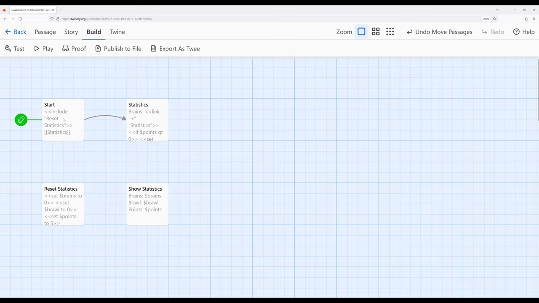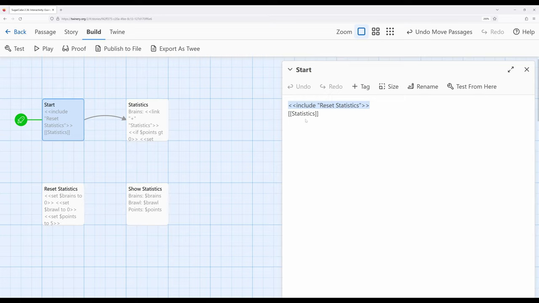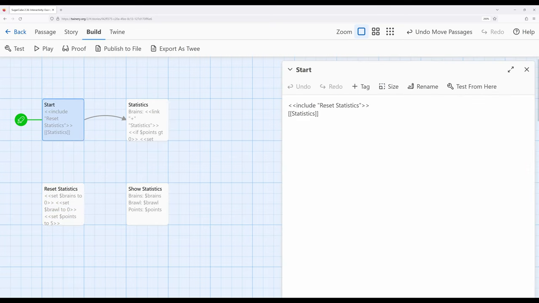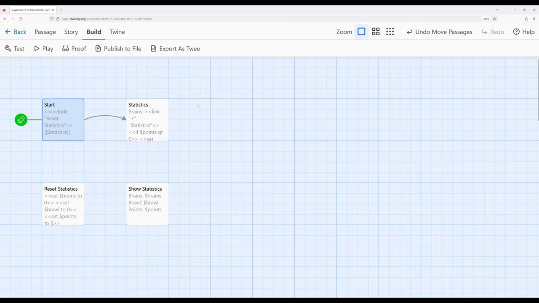Previously we saw in the start passage and in the statistics passage the same three lines of the set macro. We were setting brains to 0, brawl to 0, points to 5. Those appeared exactly the same in two different passages in the exact same formatting. Over here in the start passage, I'm now using the include macro to include a new passage I'm calling reset statistics. Reset statistics is just those three lines. Because they occurred in two different passages in the exact same form, one of the ways to be slightly more efficient is to include them as part of a separate passage with those three lines. This decreases the length of the start passage to just two lines.